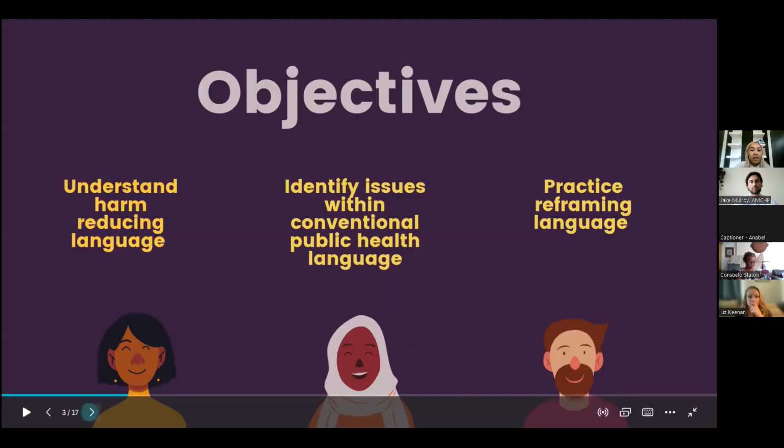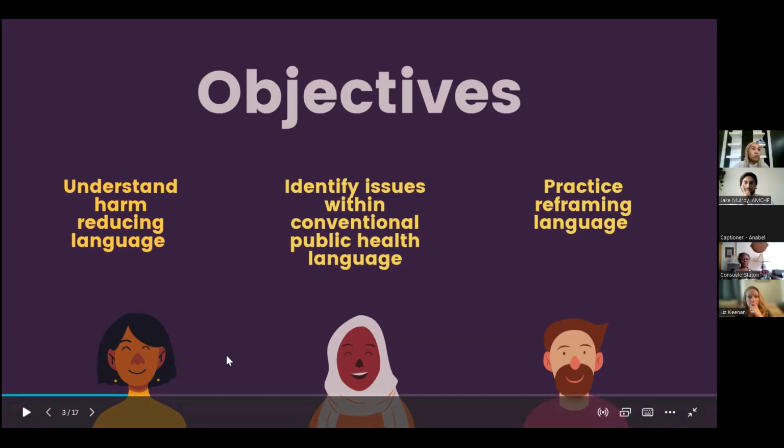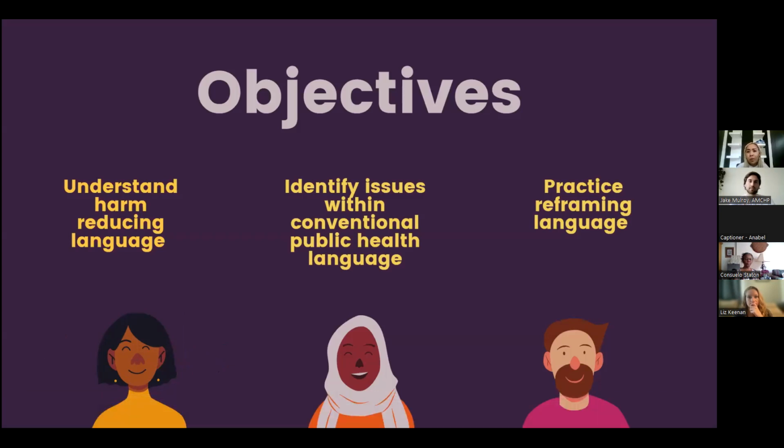So today, not only will we try to dive in and understand what harm reducing language is, we'll also identify issues with conventional public health language, terms that we typically see. So again, in the environmental scan, some of the words that we came across that we flagged were vulnerable populations or at risk or high risk. And so we'll dive into what those conventional terms are, and also finding out ways how we can utilize different terms that are more accurate, that are more sensitive, and actually get to the root of the cause.